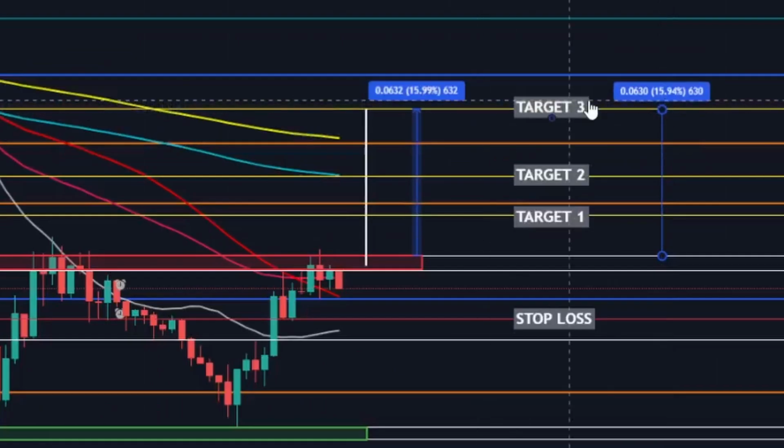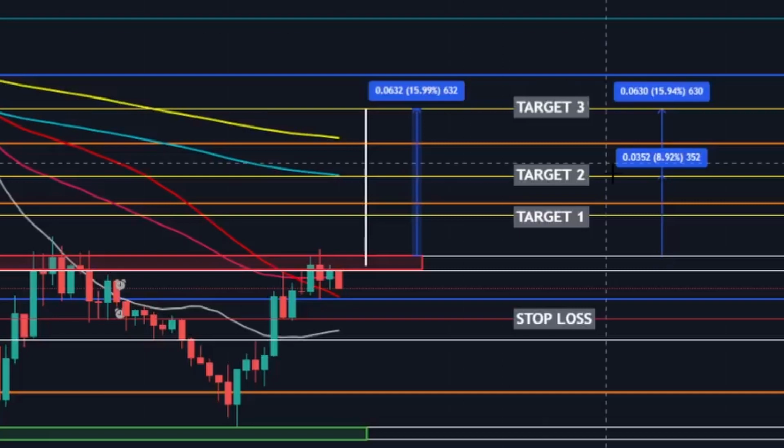Obviously, we already had this over here. The upper one is just under 16%. The next one right here is just under 9%. And the first target here, my lowest target, is just under about 5%.